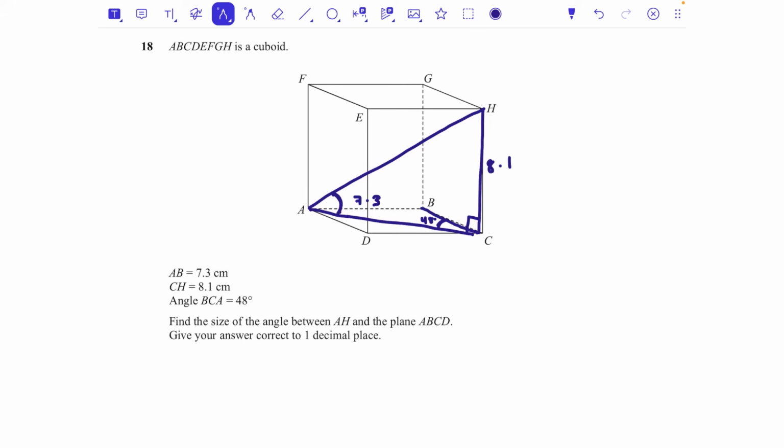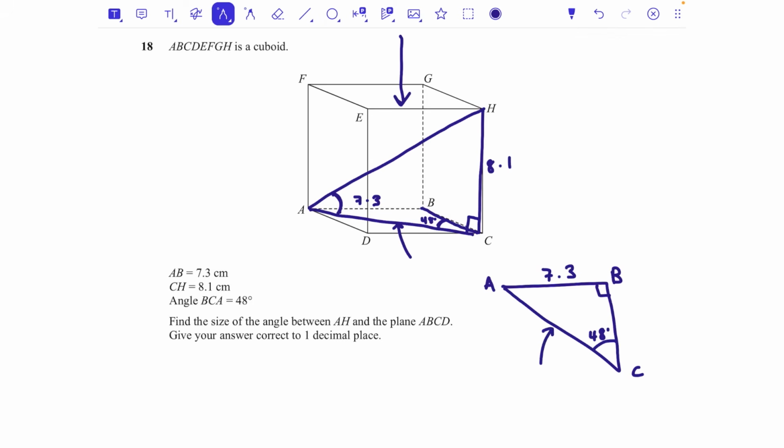Okay, so first things first, it'd be really helpful if I could get the length of this side here. And at the minute, I don't know it. But I do know, if you imagine looking down into this cube from above, you would see a right angled triangle on the floor. This is A, this is B, and this is C. I'm looking down on this from above, and I know that this is 48 because I was told that, and I know that this is 7.3 because I was told that as well.